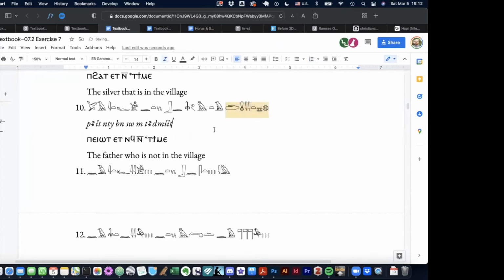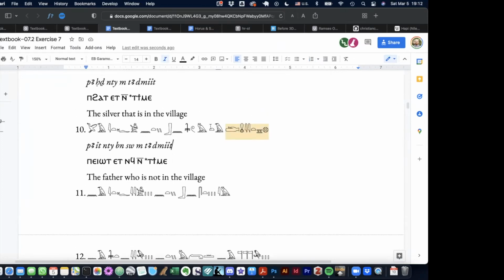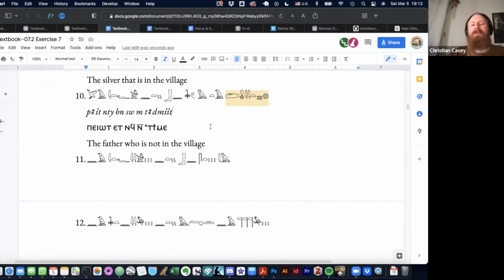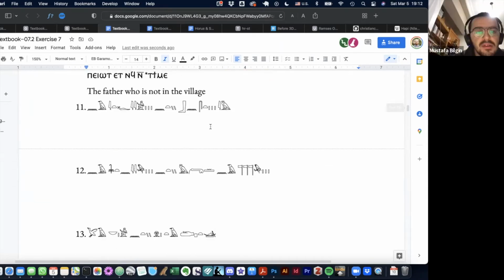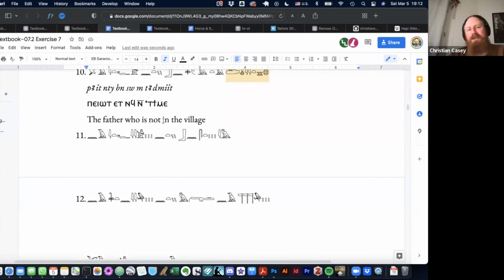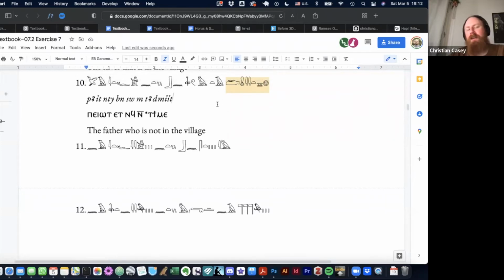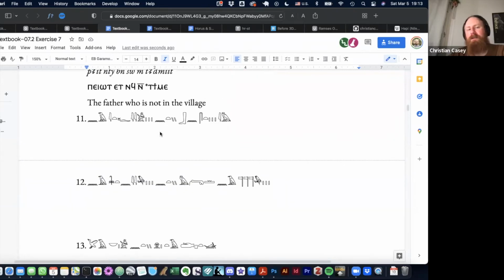You could also make it the mother who's not in the village and sidestep the whole F issue. Yeah, but then you don't get to learn about it. Maybe you can use newt or something. I don't know. Yeah, I mean, there are examples of that in these exercises. There's a reason there are so many exercises. It's so that you'll see enough examples. You'll have ample opportunity to practice if you want it.